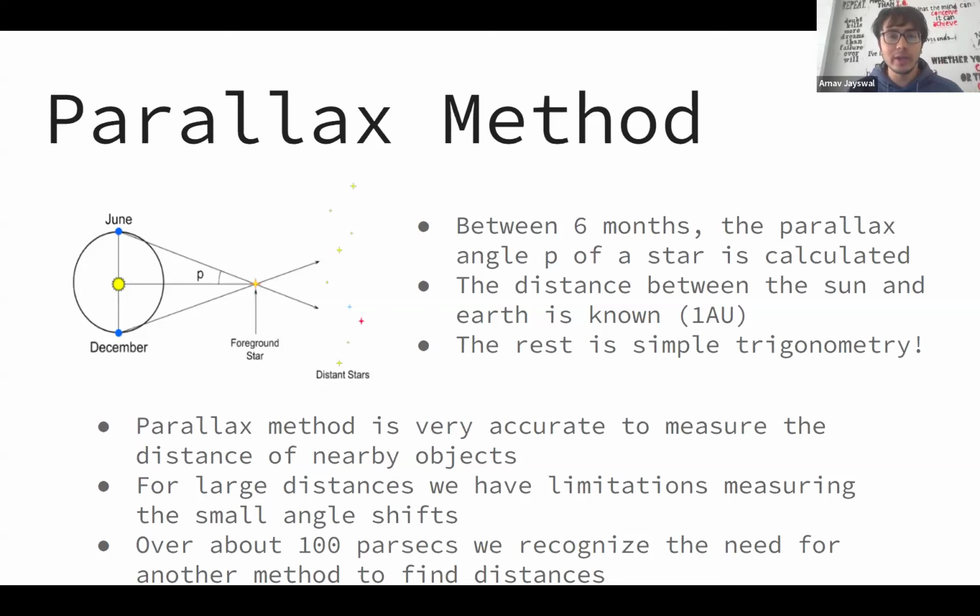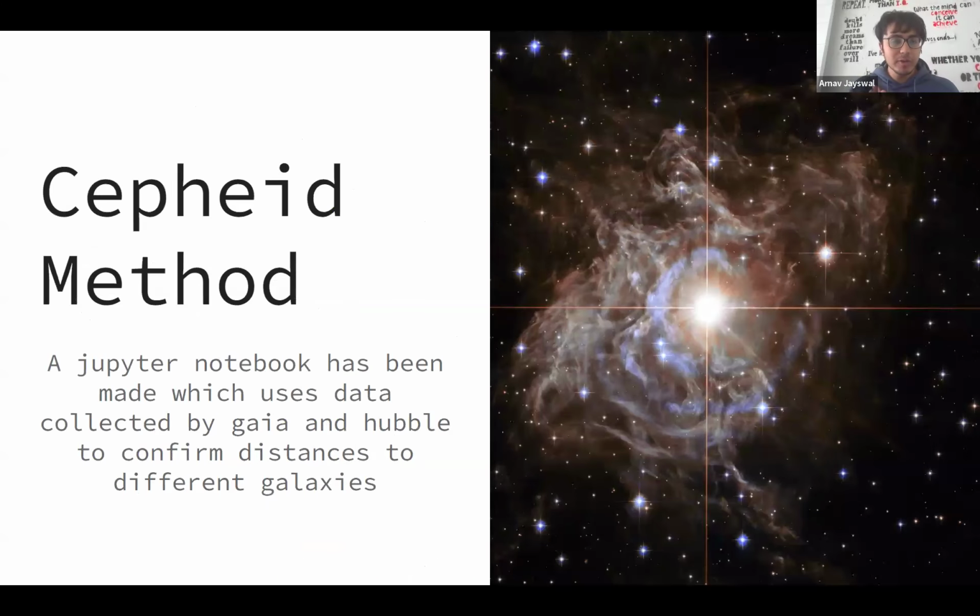But the parallax method doesn't work everywhere. So now we will go to Cepheid methods. Does anybody know what Cepheids are, or what Cepheid variables are?